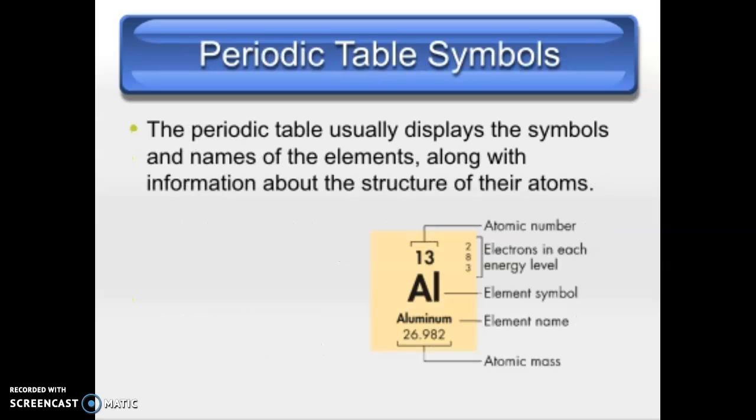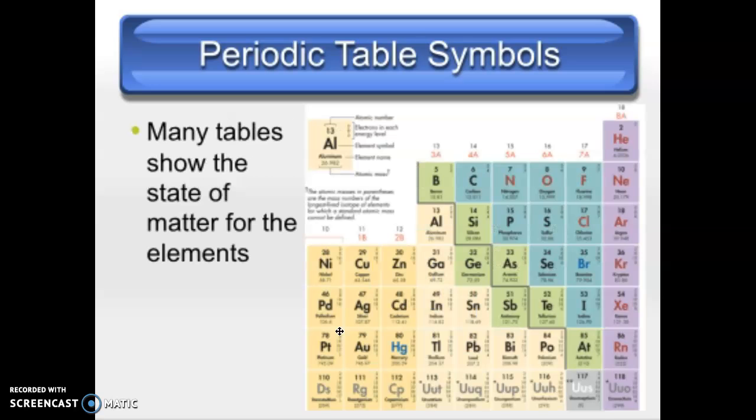So let's start with periodic table symbols. The periodic table usually displays the symbols and names of the elements along with information about the structure of their atoms. Sometimes the symbols that you see in the periodic table have a lot more information. Our periodic tables that we use in class are pretty basic. They just have the 1 or 2 letter symbol, the name of the element, and they'll have the atomic number and the atomic mass. We don't have anything else on ours, but sometimes you see a little bit more detail.